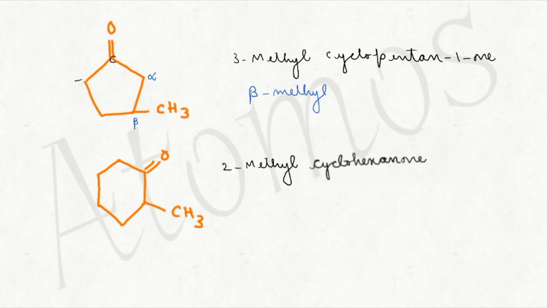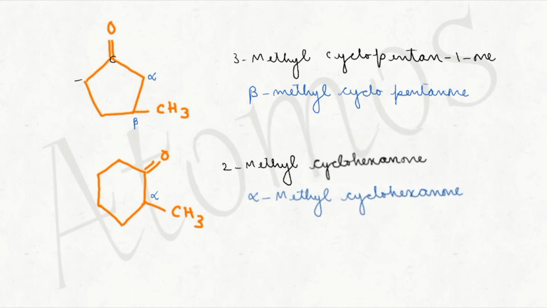Beta-methyl cyclopentanone. Okay, you can write like that. So that will be the common name of this compound. Okay, it's so easy. What about this one? See, this is the keto group. The carbon atom which in turn is directly attached to the keto group should be given the position alpha. So the methyl group is attached to the alpha carbon atom. So what will be the name of the compound? Alpha-methyl cyclohexanone. That will be the name of the compound.